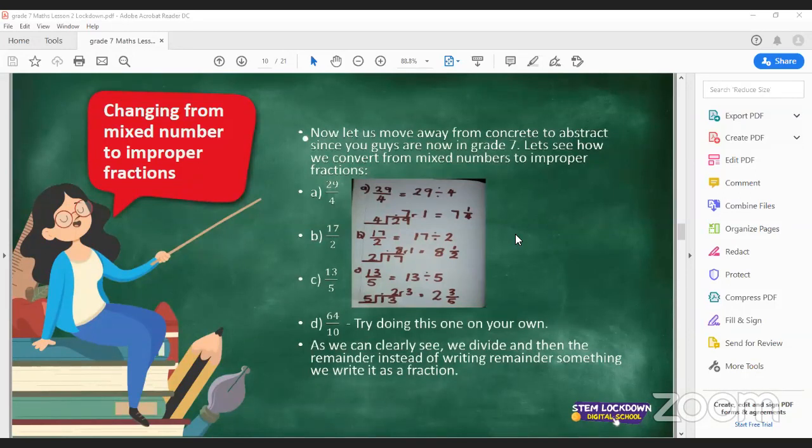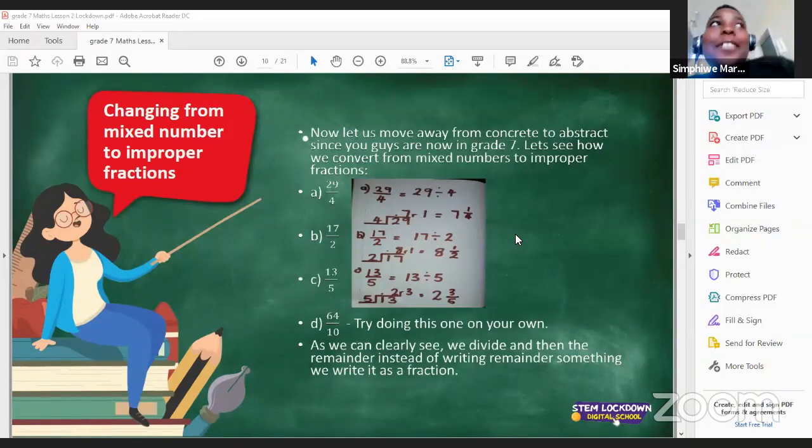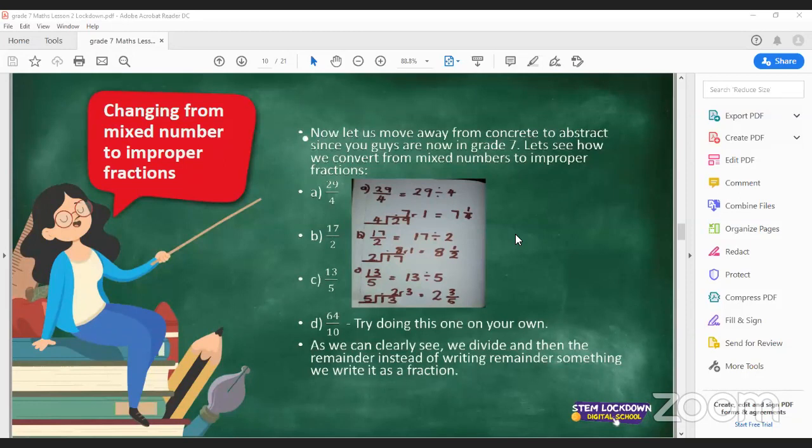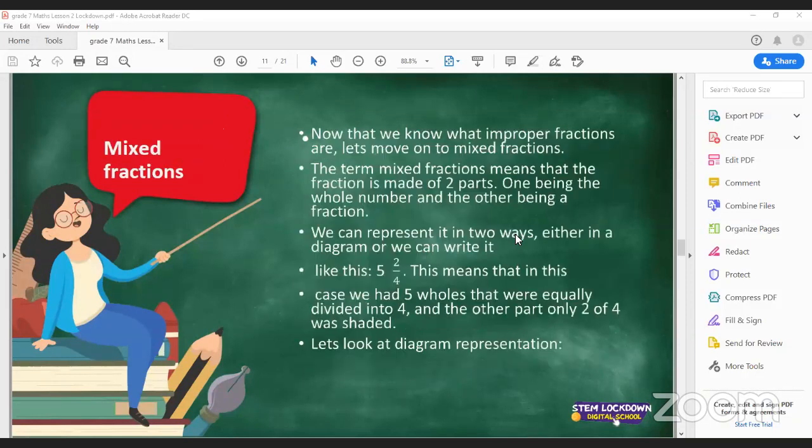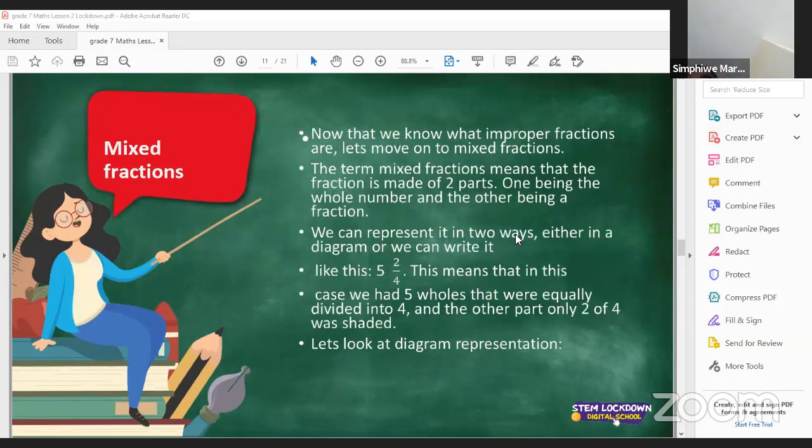Yes, thank you. Put this on your own. 64 over 10. I'm not going to do it with you. Okay. 6 whole number and 4 over 10. Let me continue. 6 and 4 over 10. Thank you. Let's continue. Now that we know what improper fractions are.